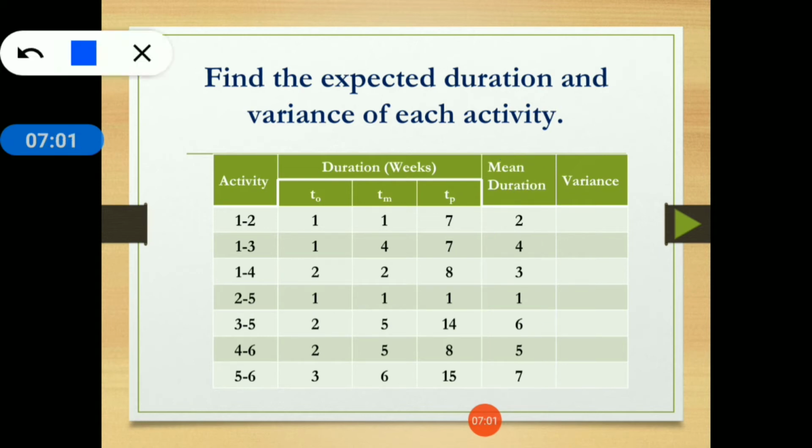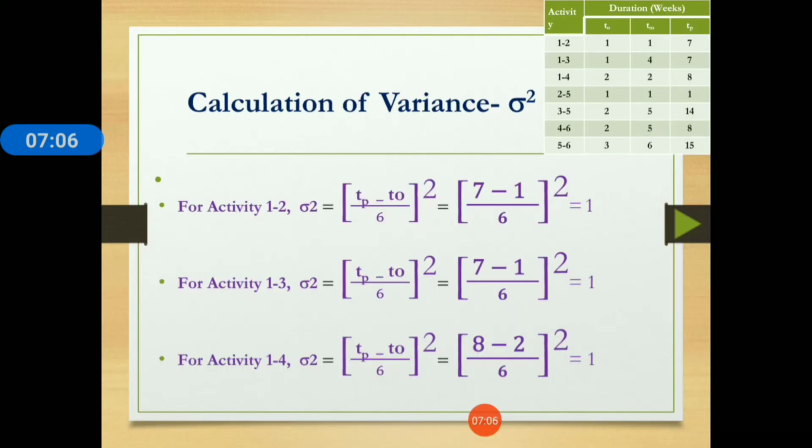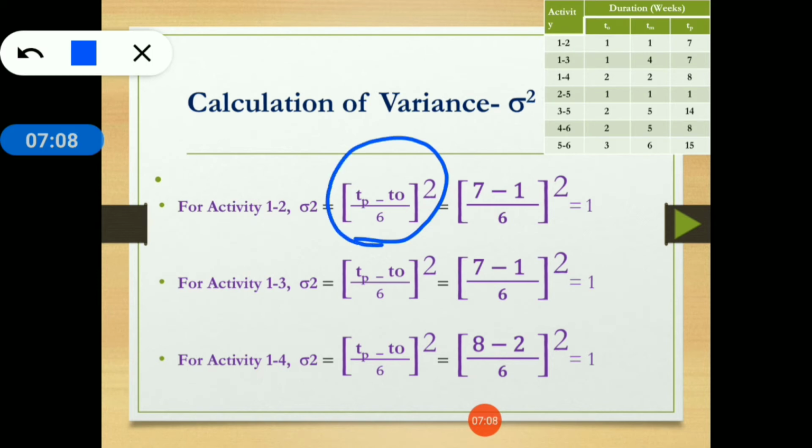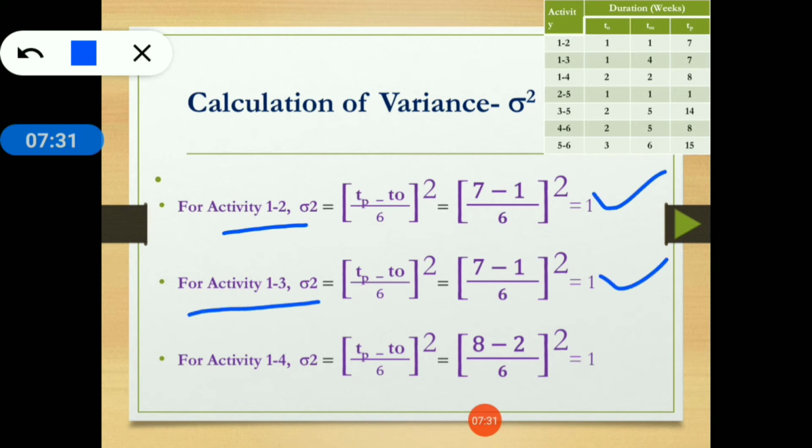Now calculate the variance of each activity. For variance, this is our equation: Tp minus To divided by 6, whole square. For activity 1 to 2, the times are 1, 1 and 7, but we have to use only the pessimistic time and optimistic time. So 7 minus 1 divided by 6, whole square, that is 1. So for activity 1 to 2, variance is 1. For activity 1 to 3, 1. For 1 to 4 also, it is 1.